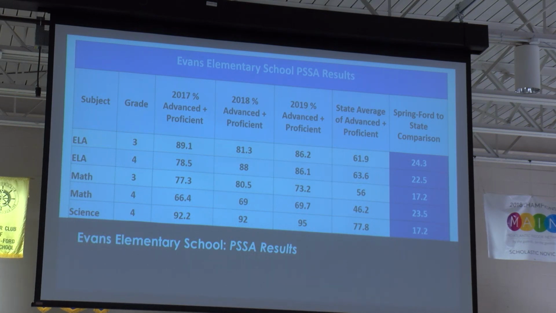This again represents your English Language Arts for grades 3 and 4, math for 3 and 4, and science. And what's interesting too is again just seeing how far above the state average Evans Elementary is performing, which is quite impressive. A point to celebrate for Evans Elementary is that they are ranked 15 out of 80 in Montgomery County for 3rd grade ELA, ranked 20 out of 77 for 4th grade ELA, and 13th out of 88 in Montgomery County for science.